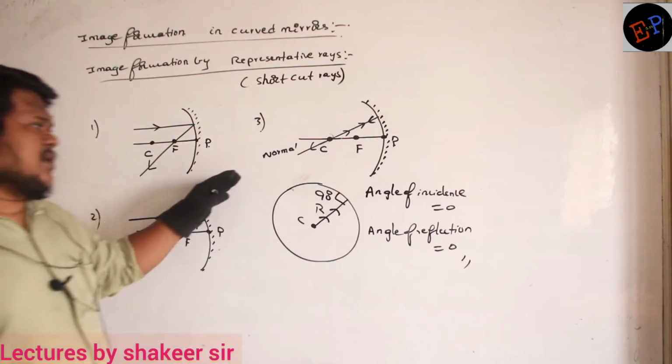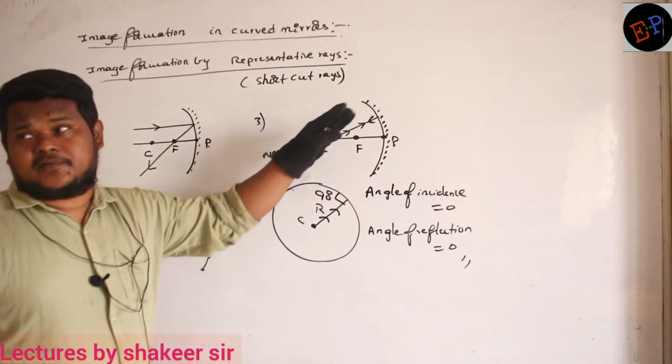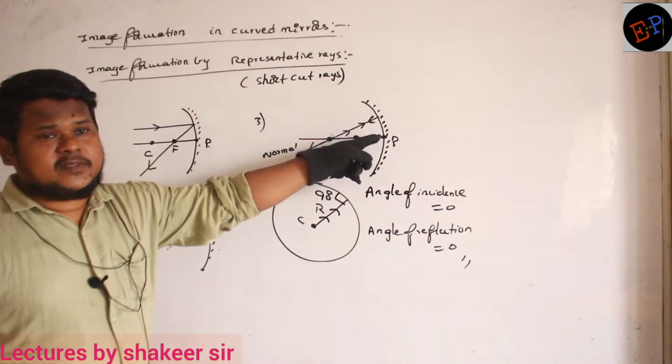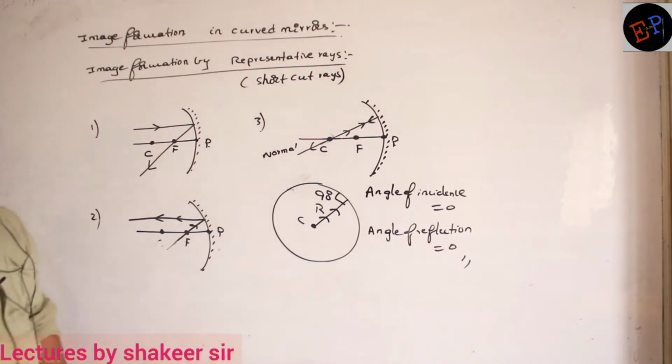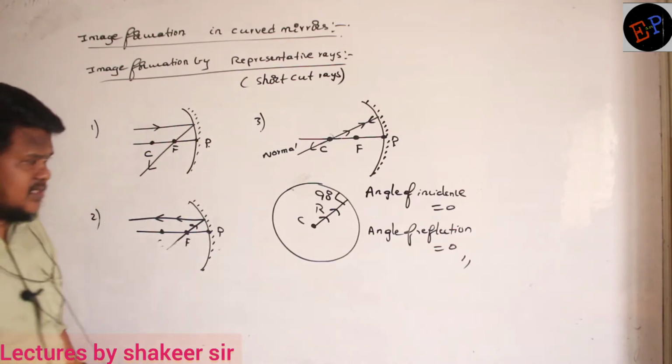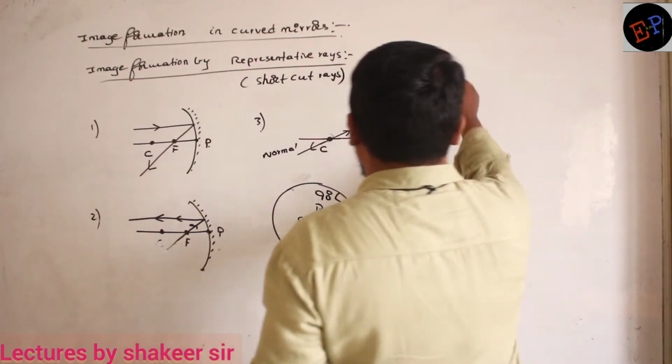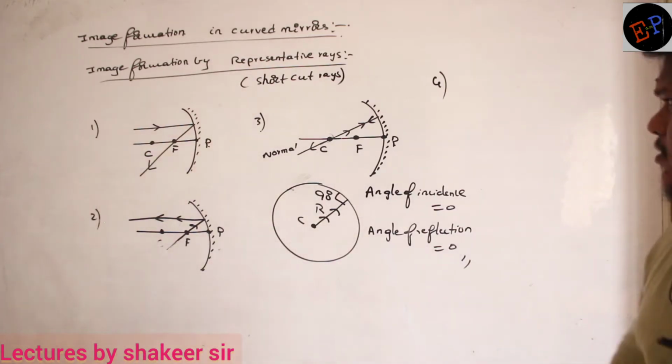So therefore if you draw a light ray through the center of curvature and it meets the mirror, then it will retrace the path. This is representative ray number 3. Okay. Representative ray number 4. Ray 4 is not so much useful, but in some conditions it is useful.